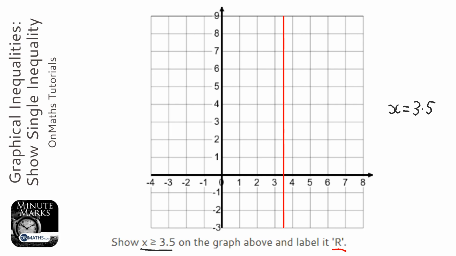So it says x is greater than or equal to 3.5, so that R can be anywhere on the right hand side of that line. It has a little line underneath it here that says it can be equal to it. If it didn't have that line, then the line I drew would have to be dashed.